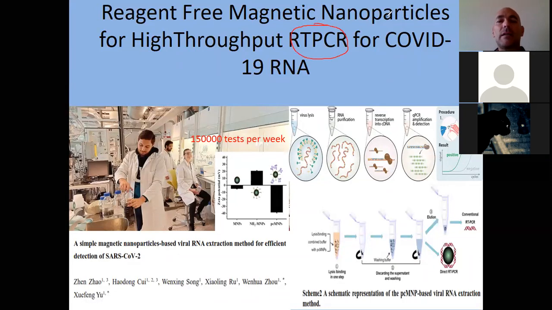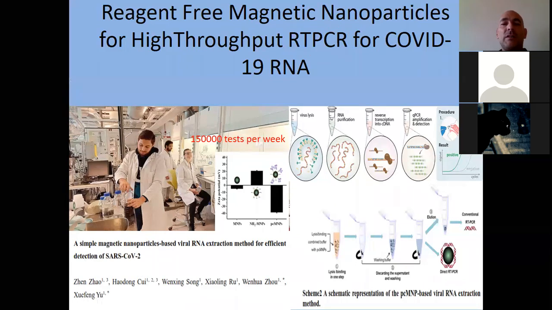RTPCR is an instrument that can specifically identify the presence of the virus based on the genetic information. In this case, the RNA information of the virus. Okay, I will explain a little bit how it works.